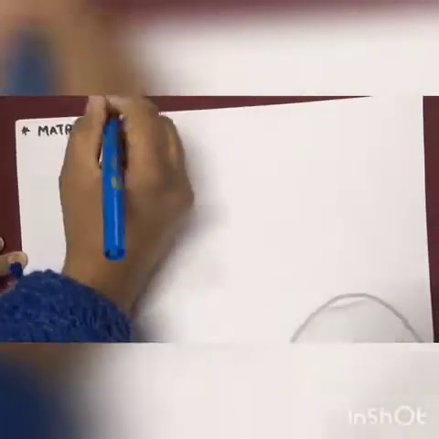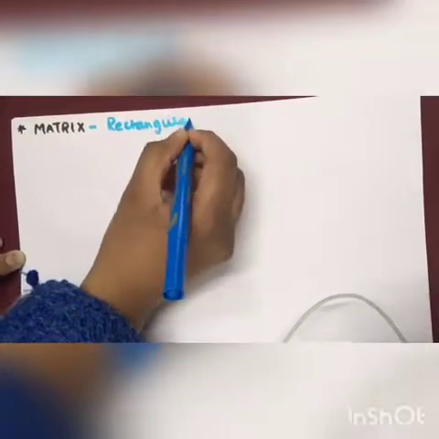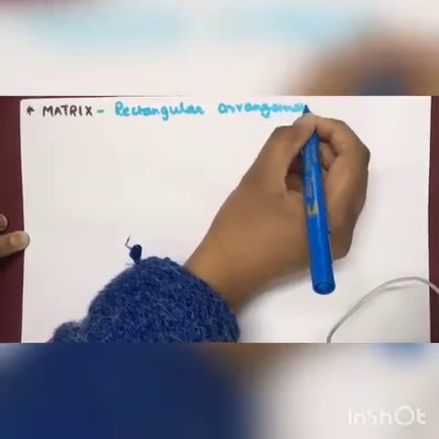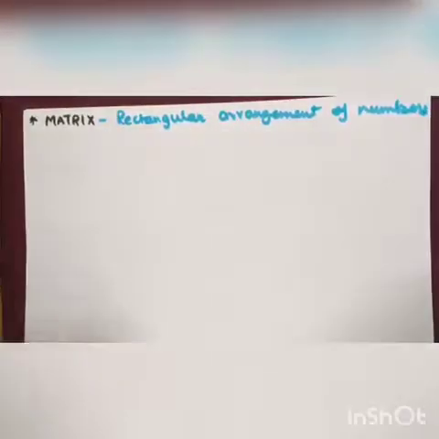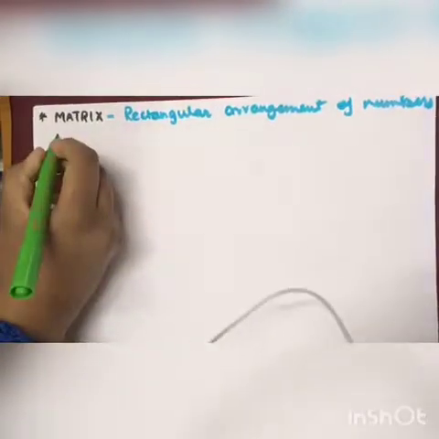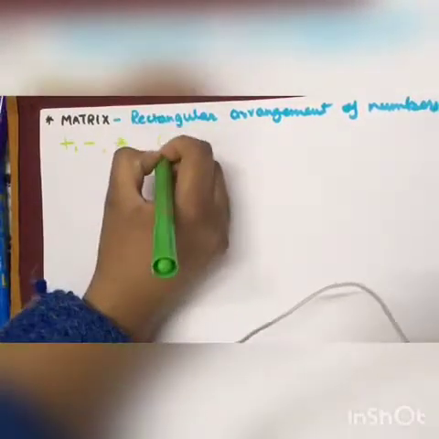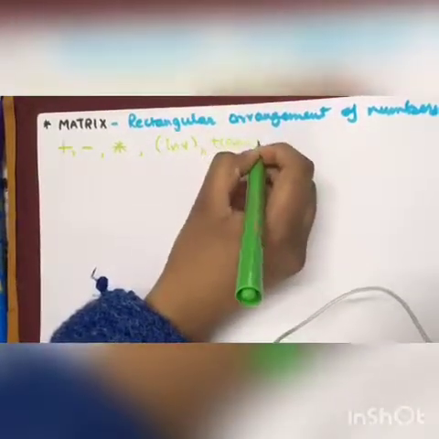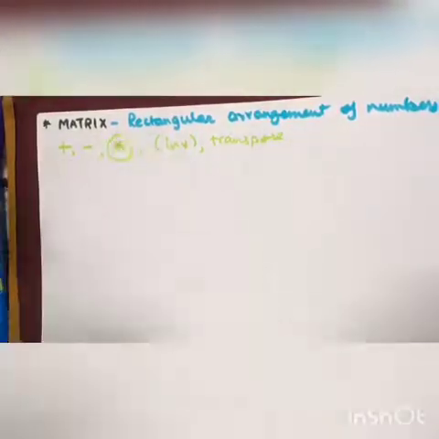So, what is a matrix? A matrix is a rectangular or tabular arrangement of numbers. There are many operations that can be performed on matrices, such as addition, subtraction, multiplication, inverse, transpose, etc. So today we are going to discuss multiplication.